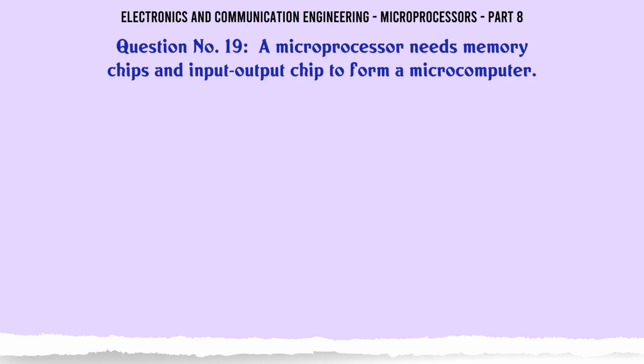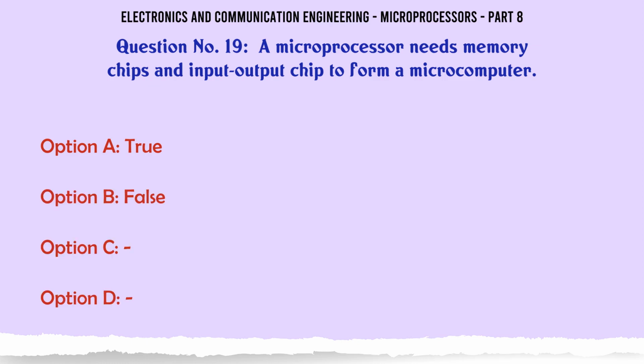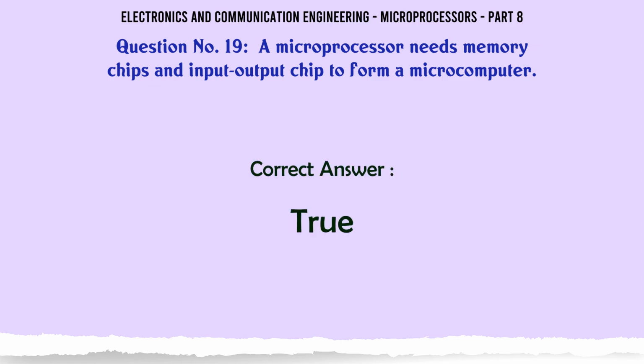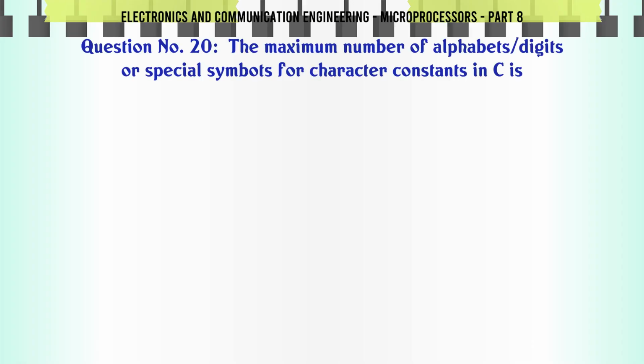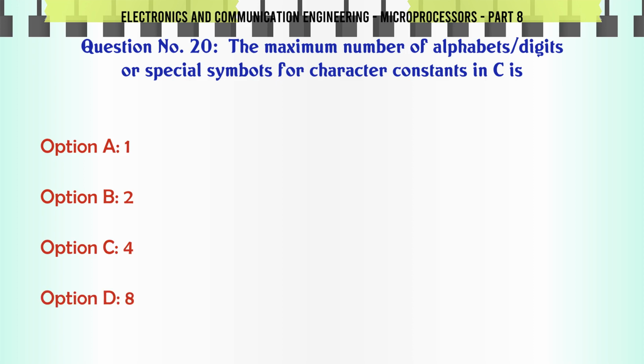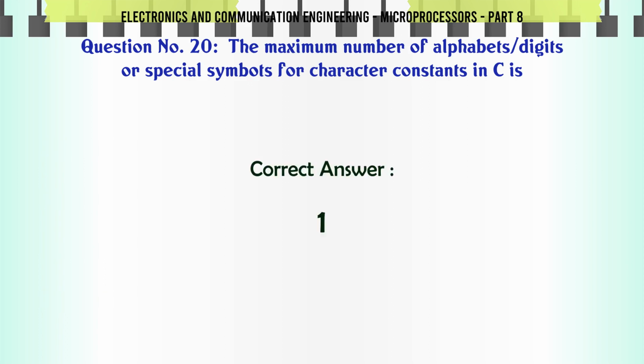A microprocessor needs memory chips and input-output chip to form a microcomputer. A, true; B, false. The correct answer is true. The maximum number of alphabets, digits or special symbols for character constants in C is: A, 1; B, 2; C, 4; D, 8. The correct answer is 1.